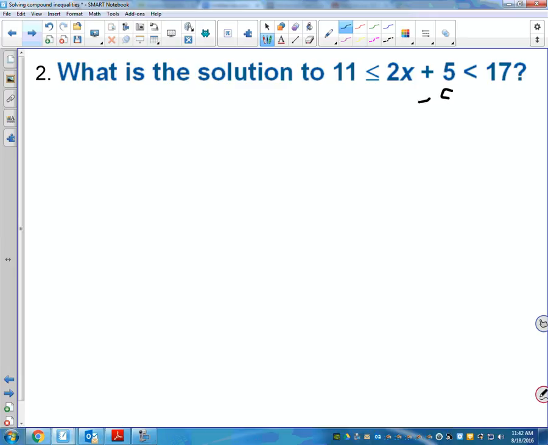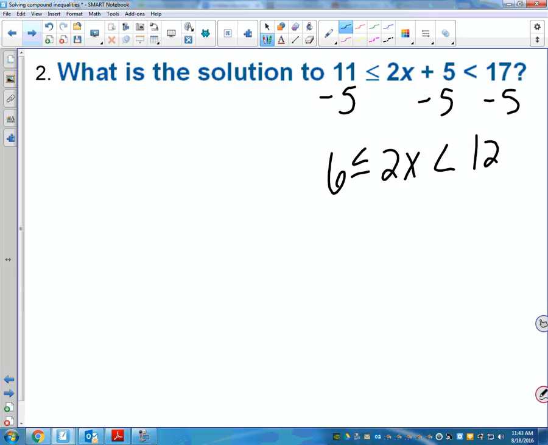Okay, so I'm going to subtract 5 from each side. Think about these as equal signs. So I get 6 is less than or equal to 2x, which is less than 12. Oh, look how perfect these all work out.